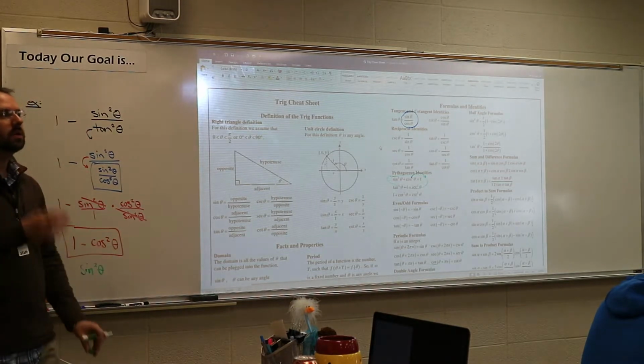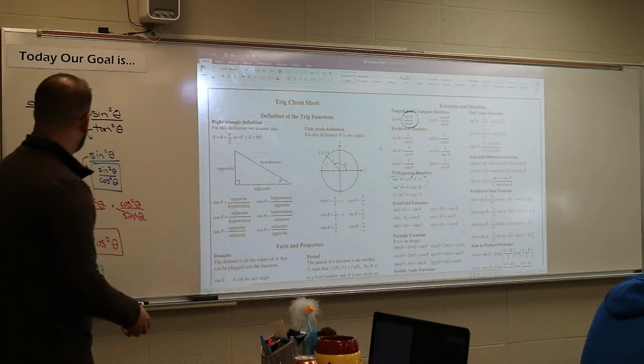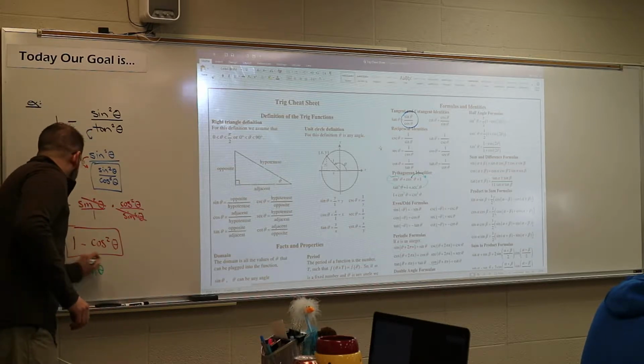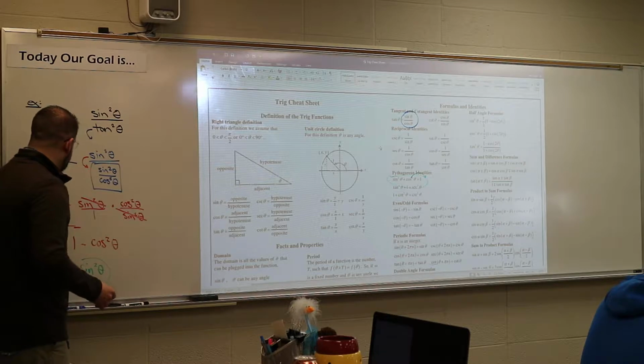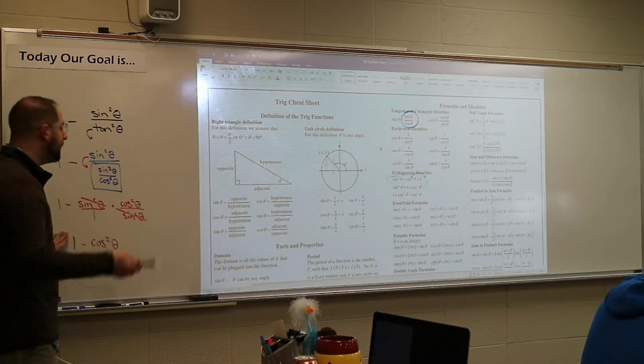Like, we got it down to one single trig function. So wait, what is the answer? Is it sine squared or is it 1? This. That's the final answer. But this is what we had to get down to. We had to get down to this. Now, it didn't matter which form we did.